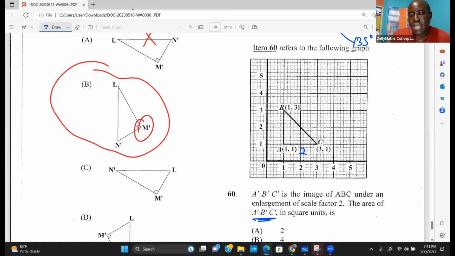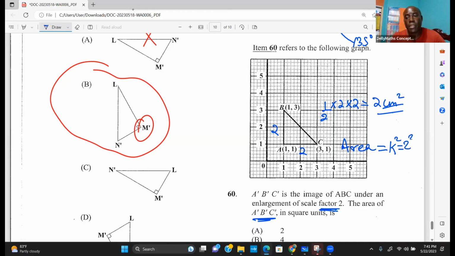The side is 2, the side is 2. The area is half base times height, and I'm getting 2 for the original one. What is the scale factor? They said the scale factor is 2. But if you're going to relate area to area, remember I told you, area to area, your scale factor must square. So area to area is k squared, which is 4.